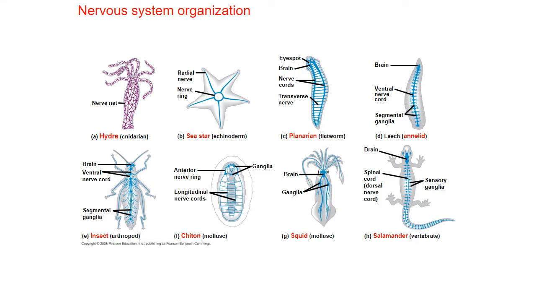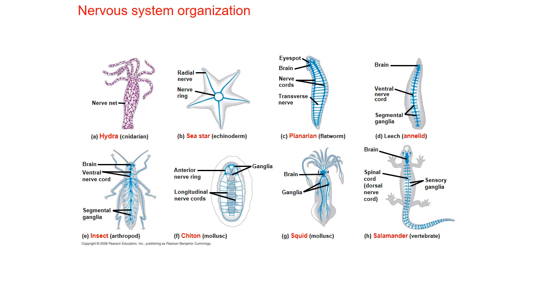Here you can see how the nervous system differs in different kinds of organisms. If you take the Hydra first, you can see that the Cnidarians have the nerve net, a series of interconnected nerves. The sea star has a nerve net where each part is connected by radial nerves to a central nerve ring, like a ring system. The planarians, or flatworms, have a brain and longitudinal nerve cords.